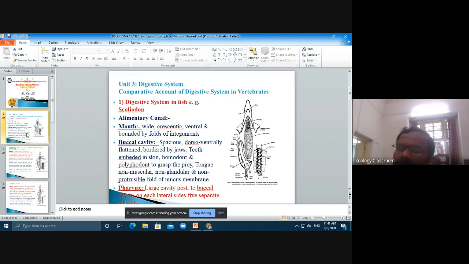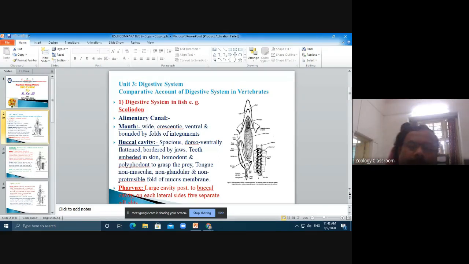In Scoliodon, the fish, the mouth is wide. It is crescentic, meaning it is C-shaped, and located on the ventral side of the head. It is bounded by folds of integument, meaning true lips are absent in the fishes. There is only a covering of the skin, that is integument. So this is all about the mouth. The mouth is wide, crescent shaped, located on the ventral side of the head, and the borders, that is the jaws, are covered only with the help of the skin.